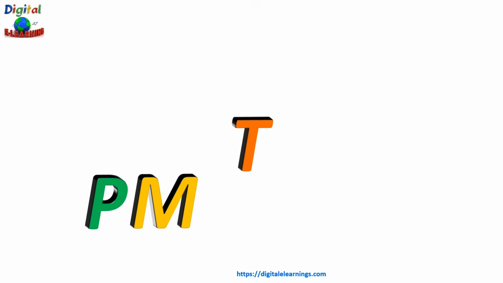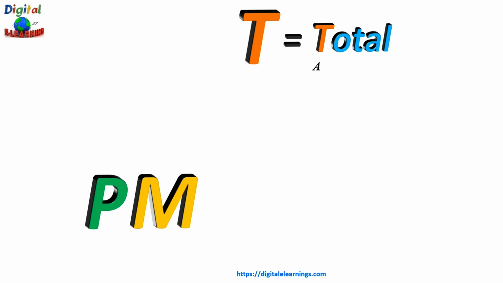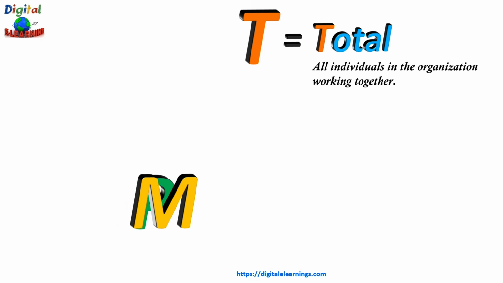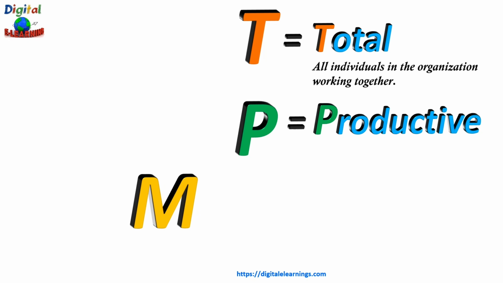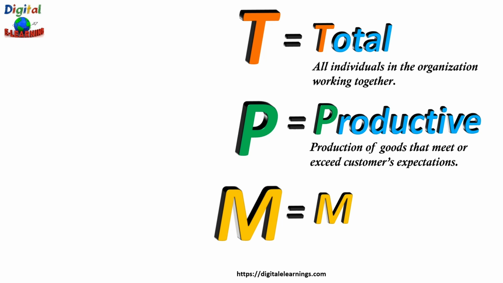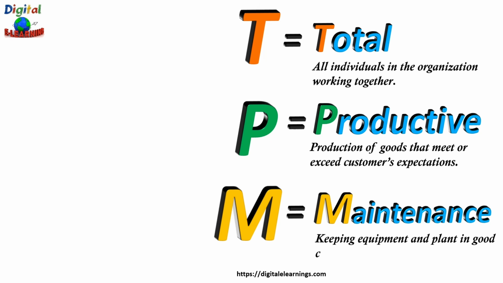TPM is basically an acronym where T stands for total, that is all the individuals in the organization working towards a common goal, and P stands for productive, that is producing goods that meet or exceed customer expectations, and M stands for maintenance, that is keeping equipment and the plant in good condition all the time.